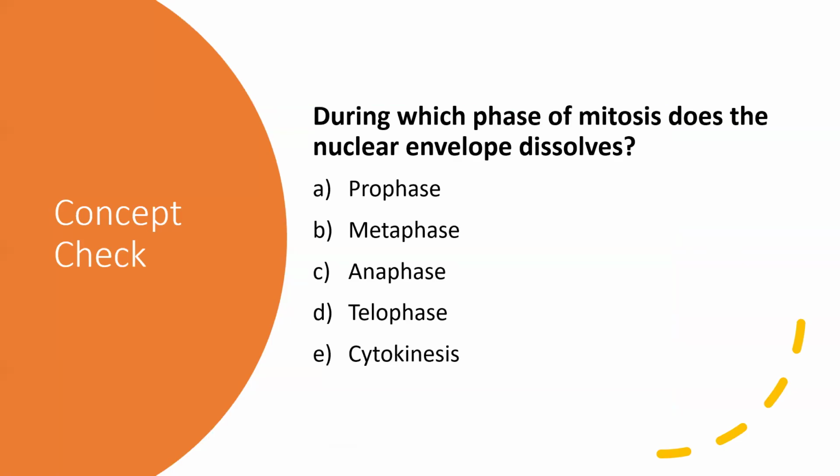We wrote this down. When does the nuclear envelope dissolve, disappear? It's prophase, right? Isn't it? You gotta take the nuclear envelope away before the chromosomes can come out. Otherwise, everything is trapped.